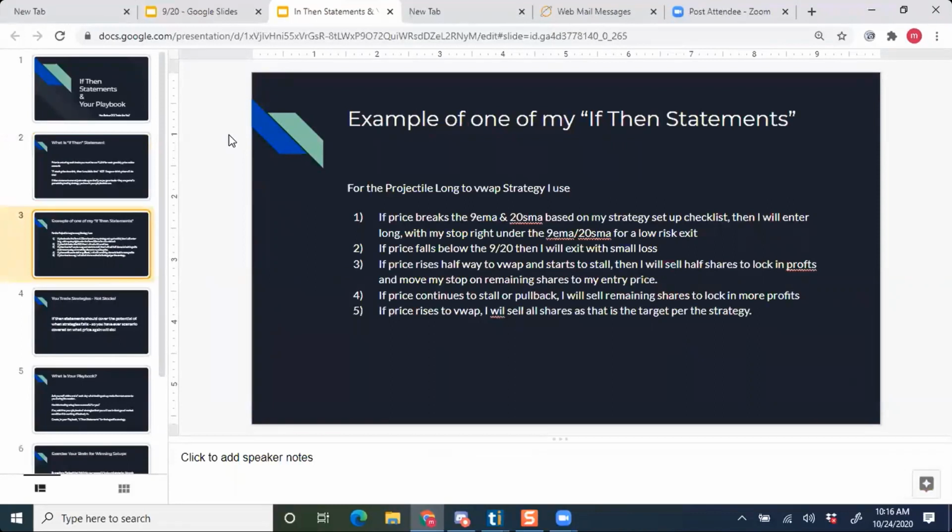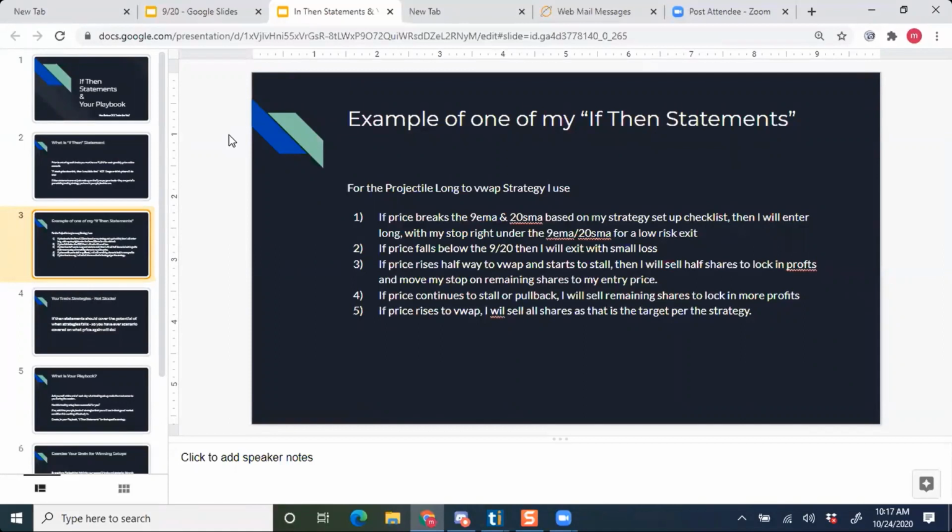So let's take an example of one of my if-then statements, because that might be a little bit easier for me to explain, okay? Most of you in the room are very familiar with what we call the projectile long to VWAP strategy. I use it, Ray uses it, Greg uses it, several folks in the room use this strategy. If you do not know what the projectile long strategy is, there is a video on it in the day trading training vault strategy room.